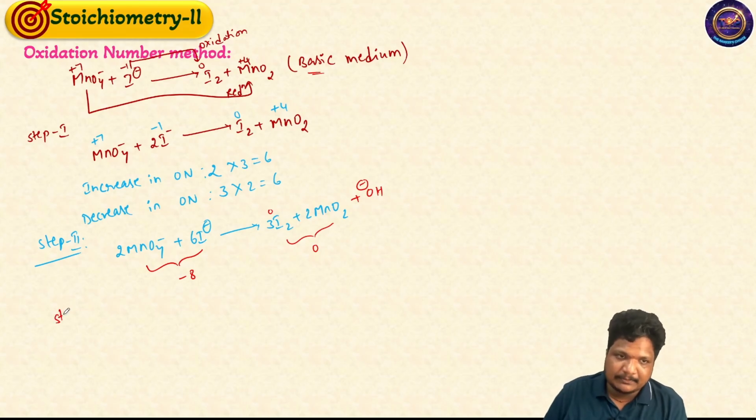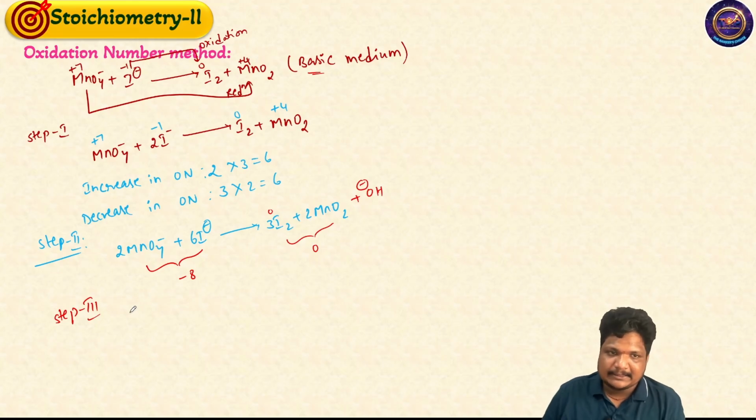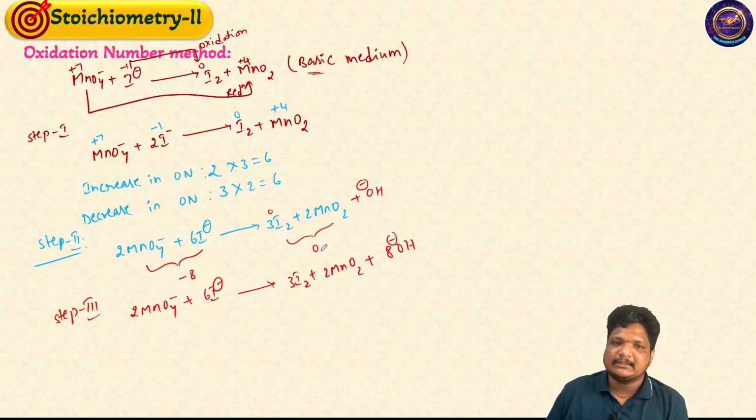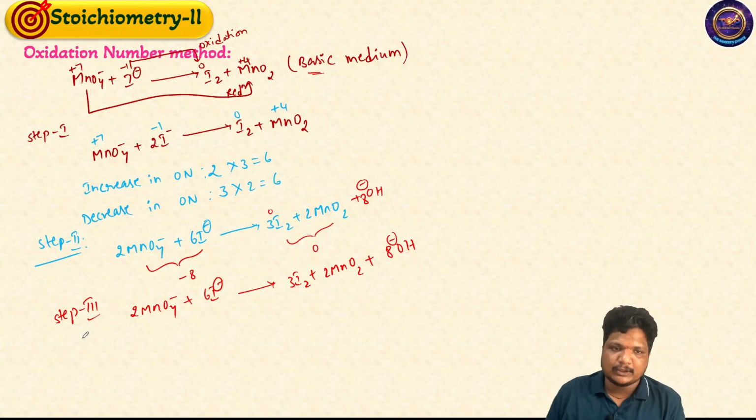So now step 3 is balancing the charges. Here 2MnO4 minus plus 6I minus gives rise to 3I2 plus 2MnO2 plus 8 OH minus, which is equalized by adding 8 OH minus. Now you have to balance hydrogens and oxygens by adding H2O.